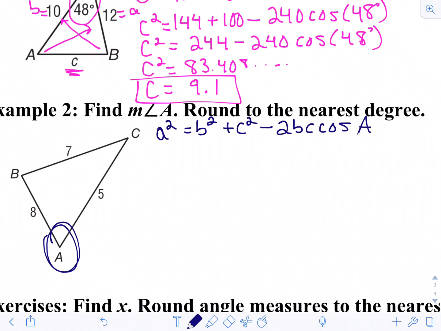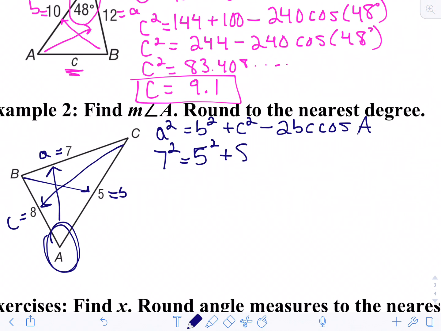Looking at my picture, I'm going to label what I know. Across from angle A is 7, so there's A. Across from B is 5, so there's B. Across from angle C is 8, so there's C. So I'm going to plug in what I know. A is 7, so there's 7 squared. B is 5, so there's 5 squared. C is 8, so there's 8 squared, minus 2 times BC, so 5 and 8, cosine of A, and A, I don't know that, so I'm going to leave it as A.